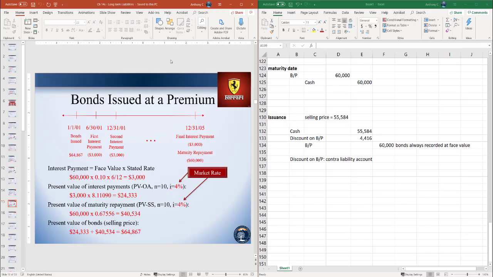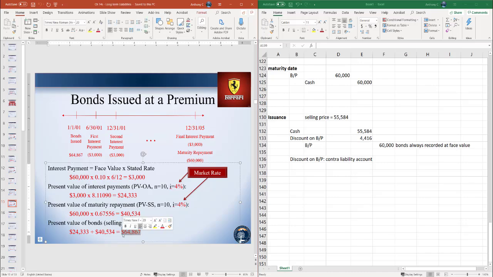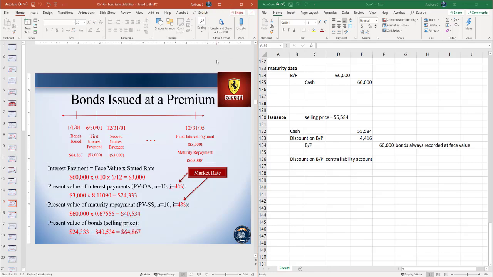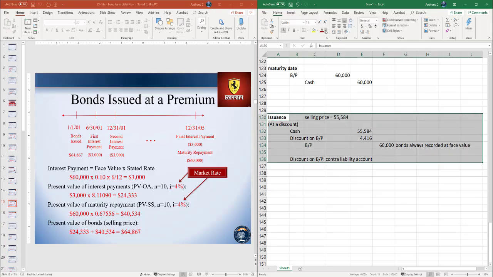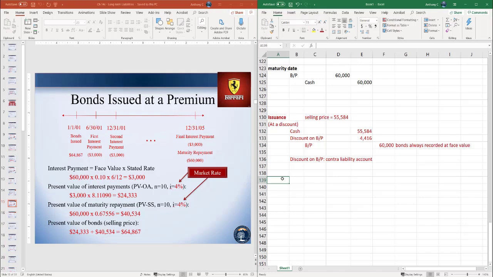So again, if we discounted back the interest payments and the principal using the market rate of interest, we would find that the selling price here is $64,687, so it's greater than the face value of $60,000 as expected. So here, above what we did before where we had issuance at a discount, I'm just going to put that into red to distinguish it, and now we have issuance at a premium.